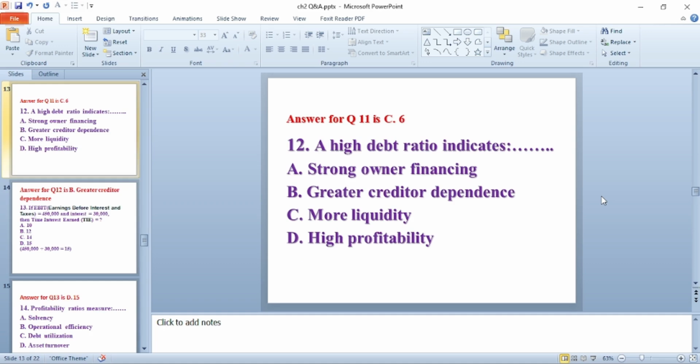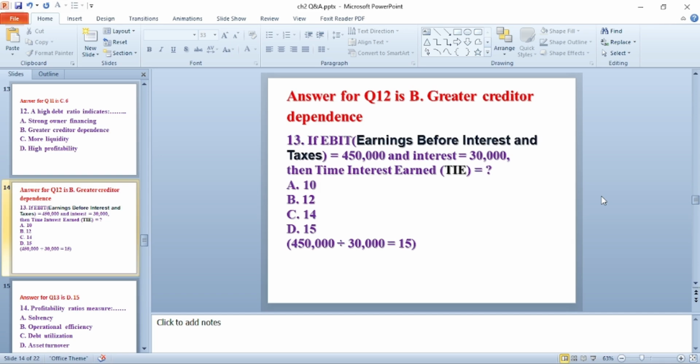Question number 12. A high debt ratio indicates dash: A. Strong owner financing. B. Greater creditor dependency. C. More liquidity. D. High profitability. The answer for this question is B. Greater creditor dependency.